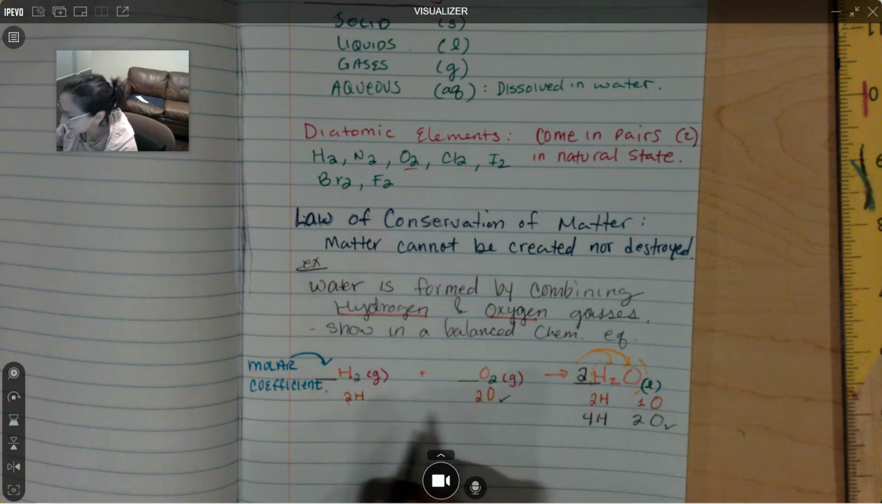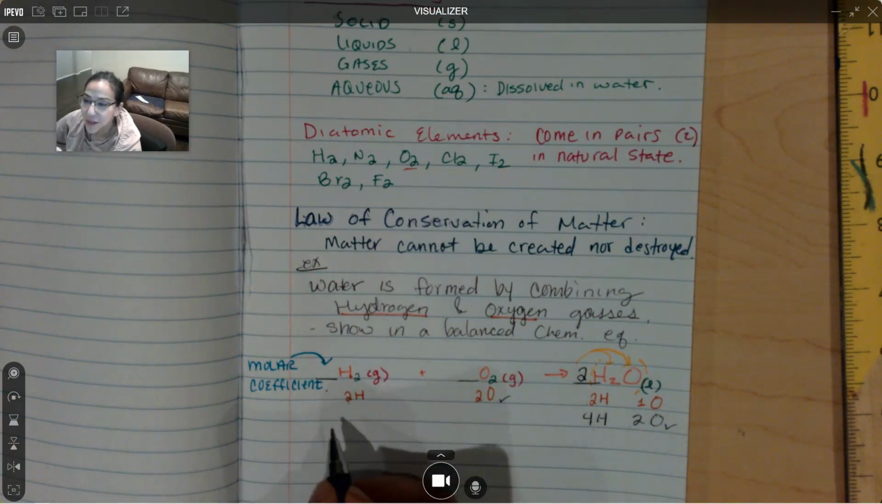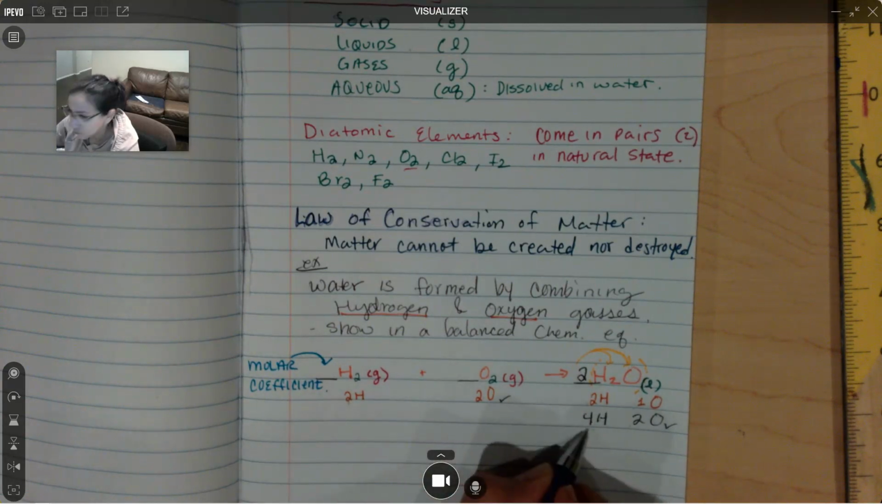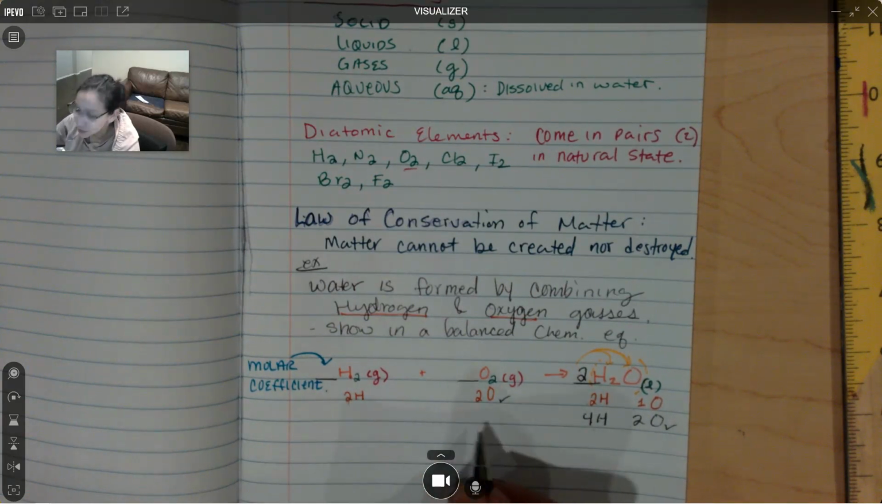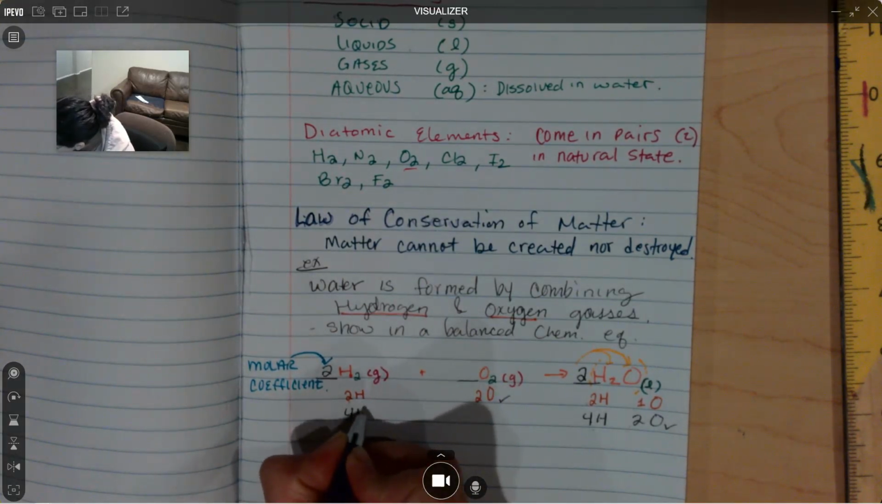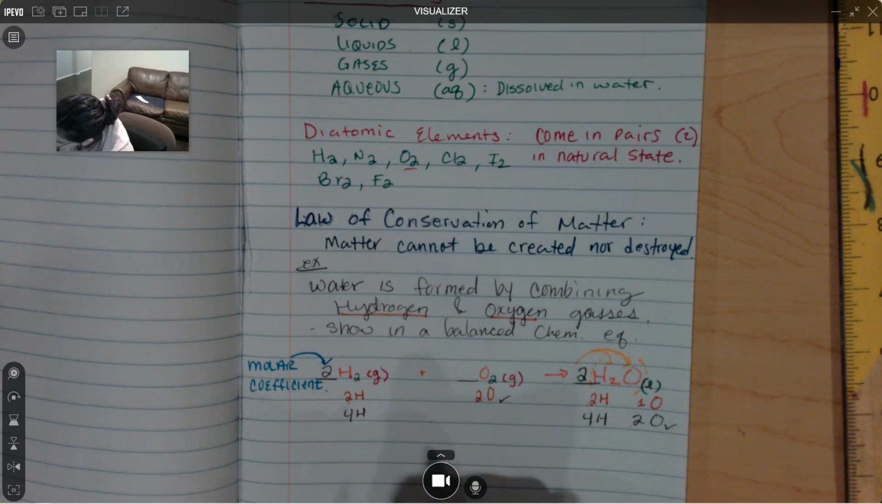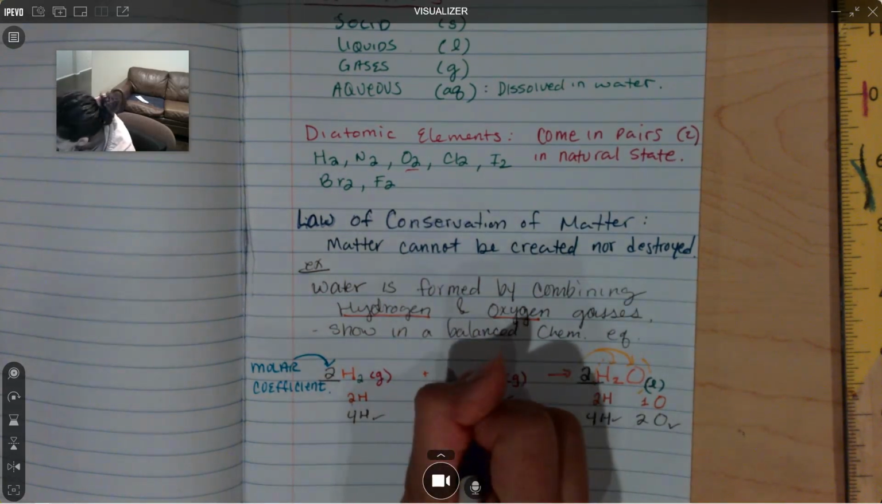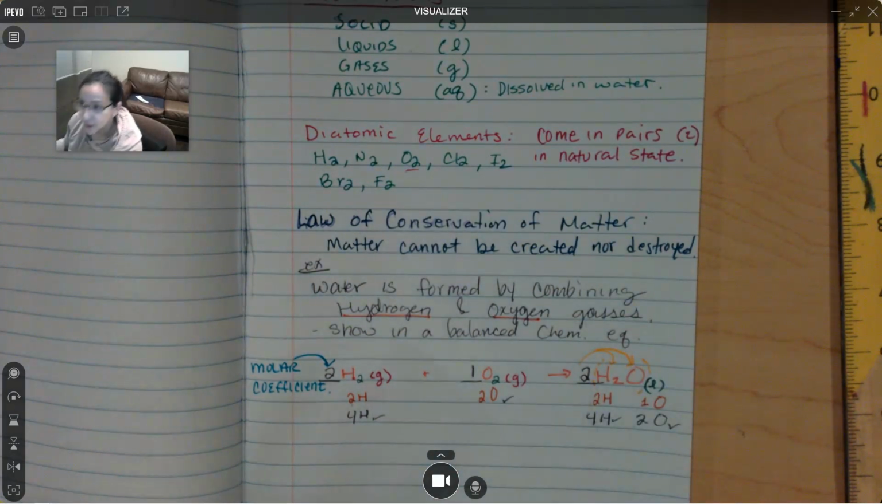I have 4 hydrogens here and 2 hydrogens here. My hydrogens don't match, so now I need to multiply this 2 by something to get 4. Well, 2 times 2 gives me 4, so now I have 4 hydrogens. Hydrogens match both sides. We're good, so I'm just going to put a 1 there. And this equation is now balanced with equal amount of atoms on both sides.